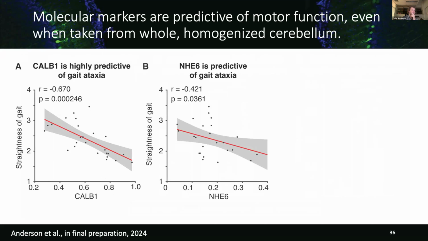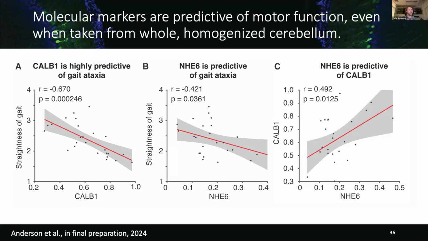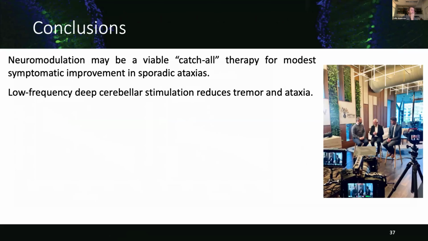This is significant. It's not surprising that it's less predictive because if we're getting NHE6, say, more into granule cells or glia, that's not going to be rescuing Purkinje cells the same way. So while significant, it's less predictive there. What was actually really nice to see as well, though, is that NHE6 was predictive of calbindin. So the more NHE6 we were able to get into the cerebellum, the more calbindin we had there. So this was actually really cool for us to see.